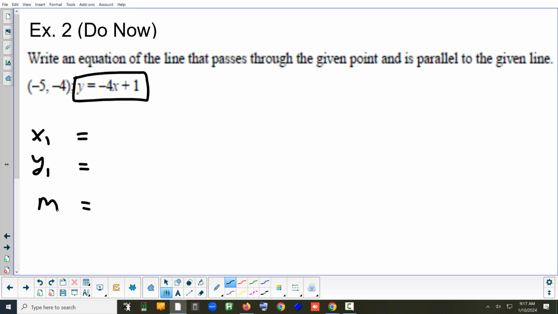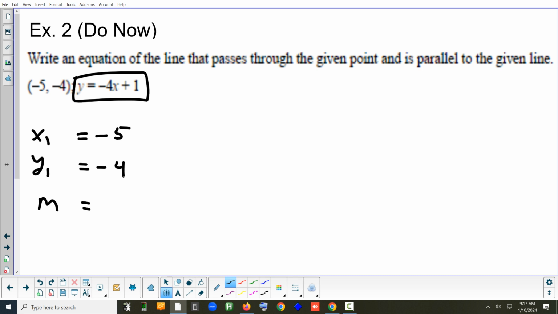What's the x1? Negative 5. Yep. That's the x value that the line we find has to go through. -5. What's the y value that it has to go through? -4.